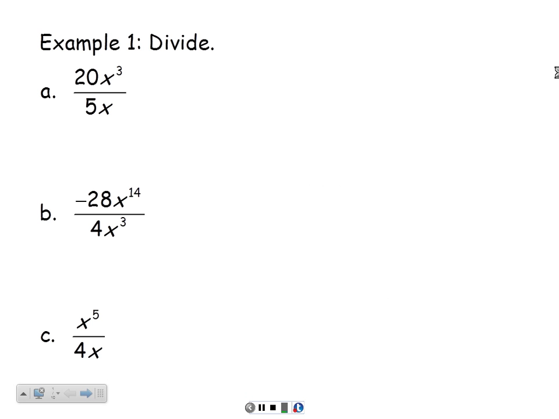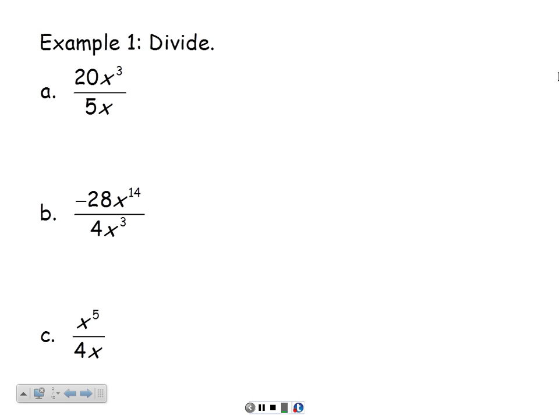Chapter 4, Section 8, Division of Polynomials. So in this whole entire chapter we have evaluated, combined like terms, talked about descending order, talked about classification and degree, addition, subtraction, and multiplication. And that brings us to division of polynomials.